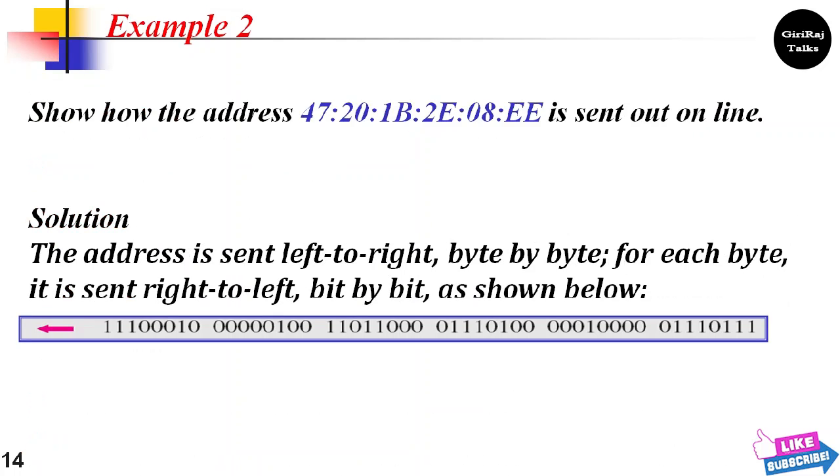Let us see another one. Example 2. Show how the address 47:20:1B:2E:08:00 is sent out online. Solution: the address is sent left to right, byte by byte. For each byte, it is sent right to left, bit by bit, as shown below.